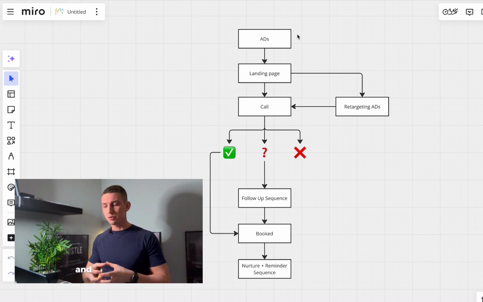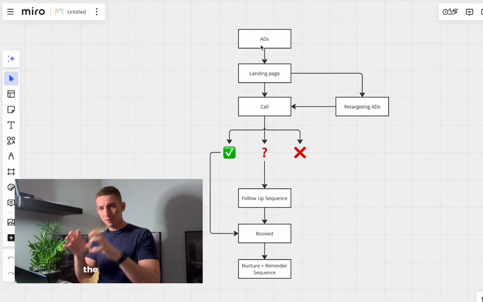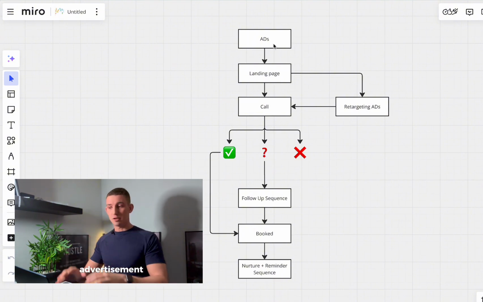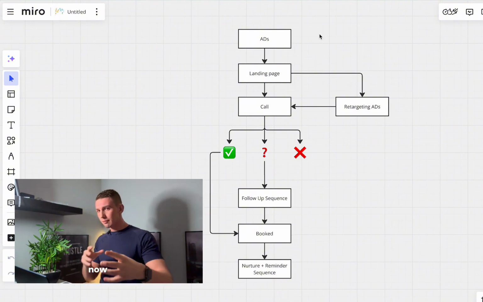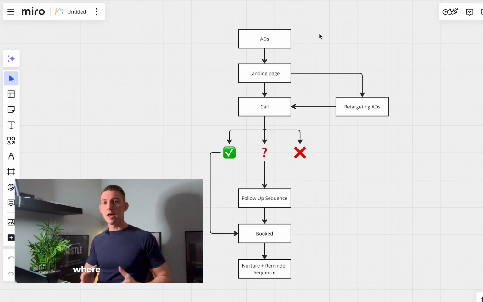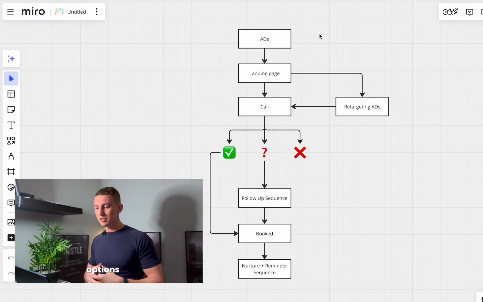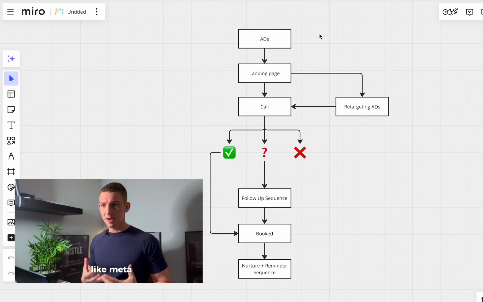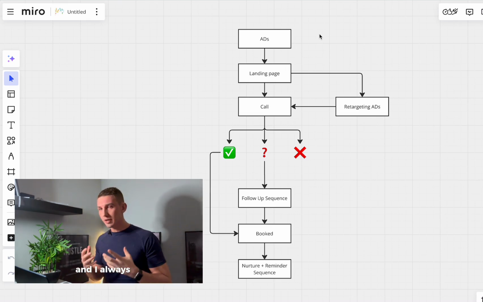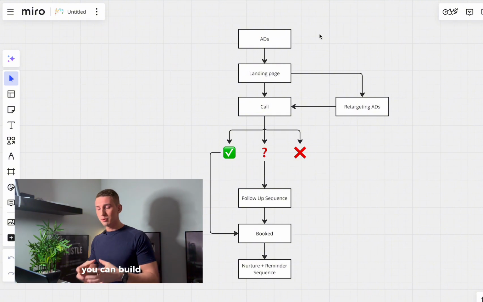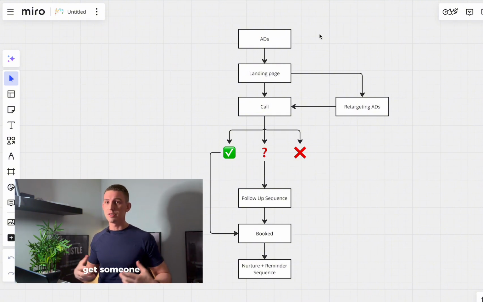Your product and your service solves a problem, and that should be in the ad. That should be at the forefront of the actual advertisement itself, okay? Now, when people click on that ad, where do they go? Depending on the platform, you've got different options. We run a lot of Meta advertisement, and I always say that as long as you can build a good landing page or you can get someone to build a good landing page, take them to a landing page.